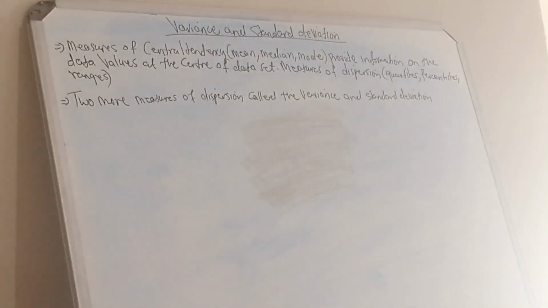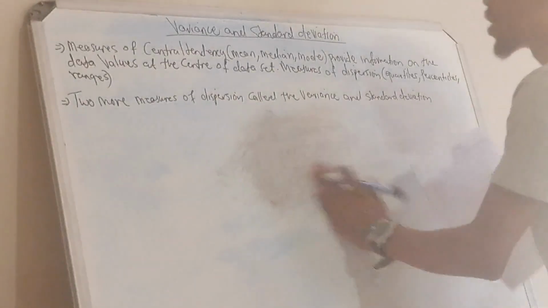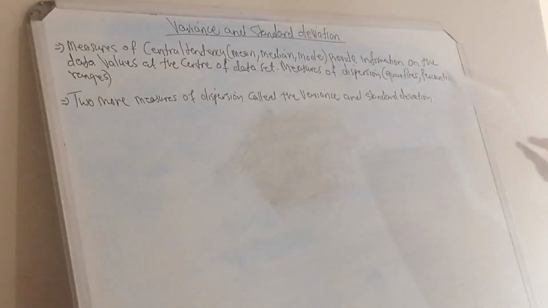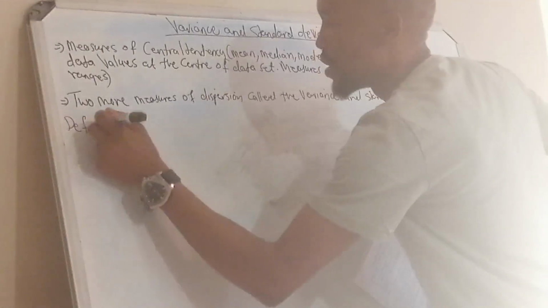Question 2. We skip that because it reveals more information, about calculating more frequency and all that. That is what we will be dealing with. So the two more measures of dispersion are called the variance and standard deviation, which is a topic that we also dealt with yesterday. Right, now let us try to define the variance.